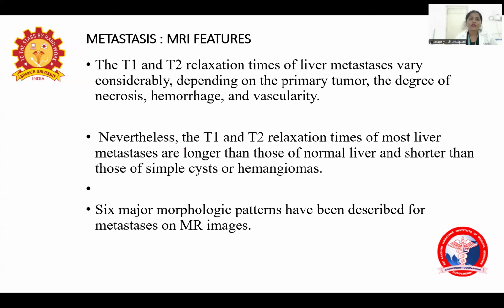So the MRI features of metastasis again vary, because the T1 and T2 relaxation times of liver metastasis vary considerably. It depends upon the primary tumor, degree of necrosis, hemorrhage, and vascularity. In spite of that, the T1 and T2 relaxation times of most metastases are longer than those of the normal liver and shorter than those of the simple cyst or hemangiomas. So we have 6 major morphological patterns that have been described for metastasis on MR images.